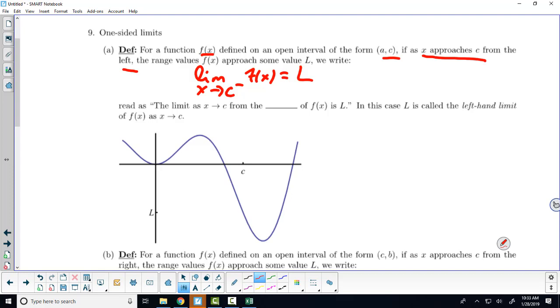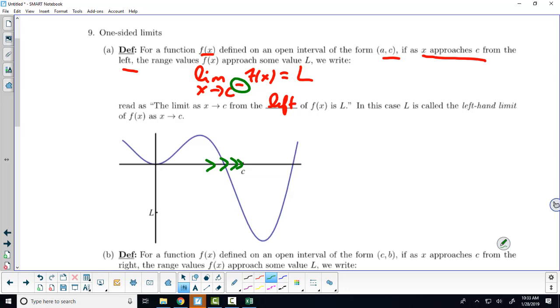Okay. So what's the key word here that makes this a different definition from before? We're approaching c from the left here. How do I designate that we're approaching c from the left in the notation? Do you see it? This minus sign right here. That's how I show that I'm approaching from the left. Okay? The picture that goes with this is that I'm only picking x values from the left, and those are what are approaching arbitrarily close to c.